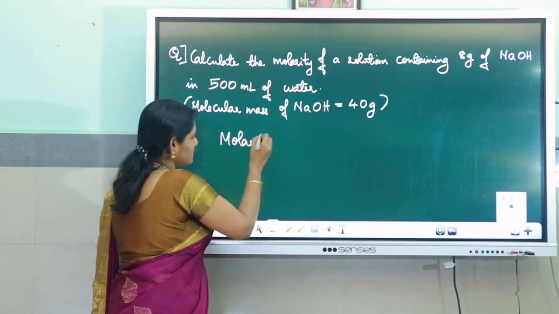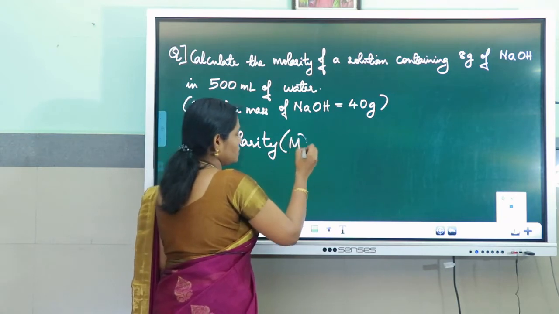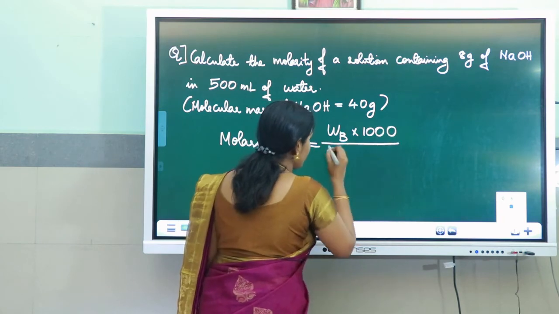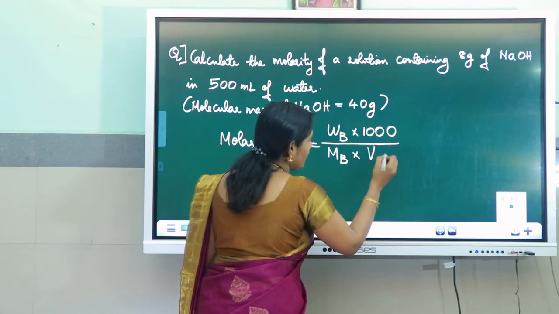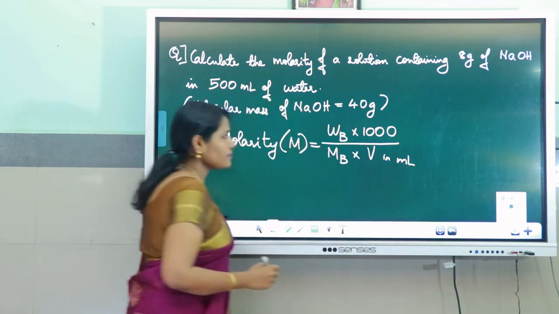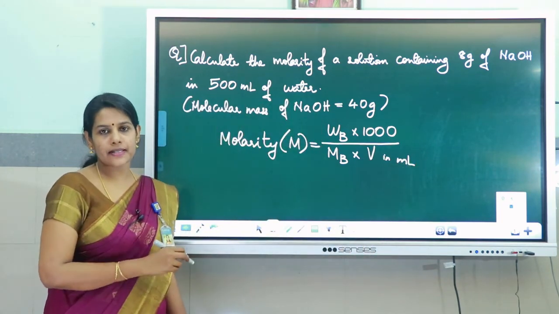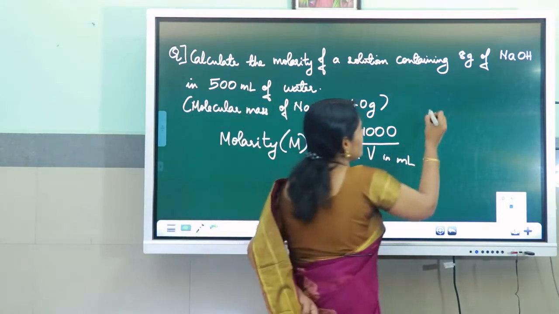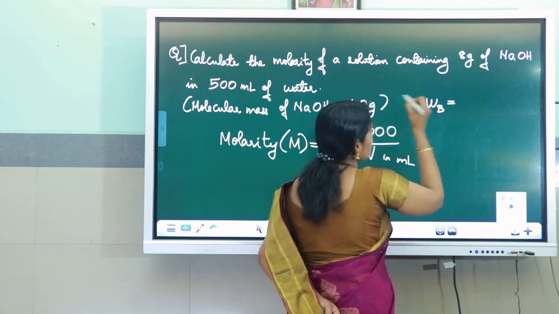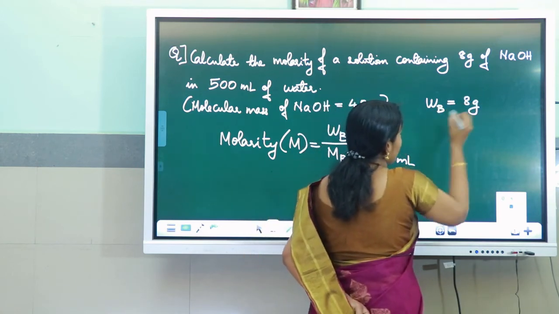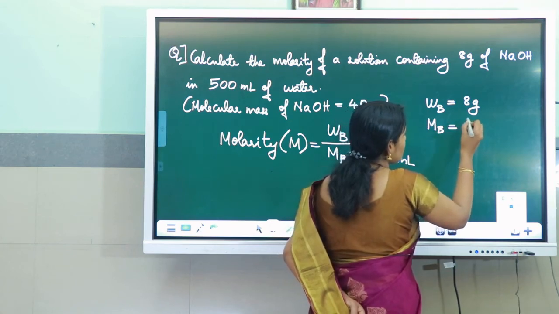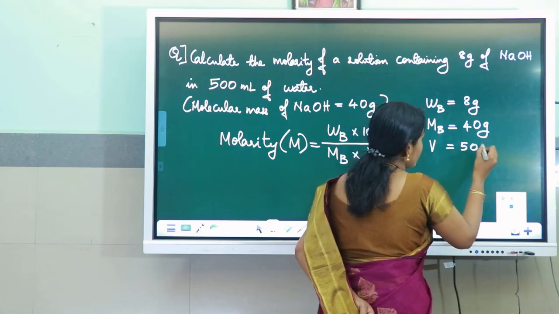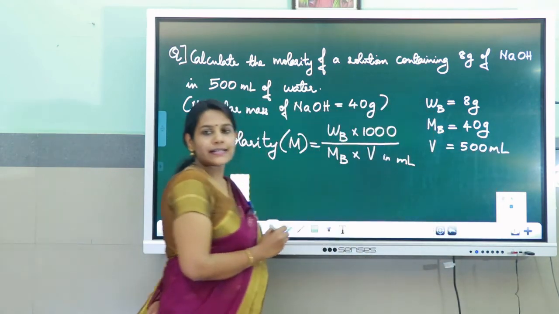Molarity M is equal to WB into 1000 divided by MB into volume in ml. Here B represents solute and here the solute is NaOH. So WB is the mass of the solute, that is 8 gram. MB is the molecular mass of the solute, that is 40 gram, and V is the volume, it is given as 500 ml. Let us substitute these values.